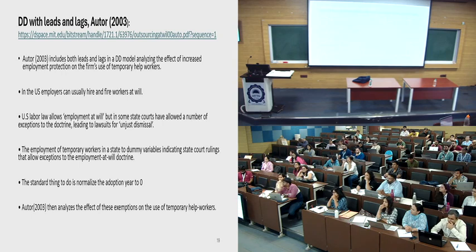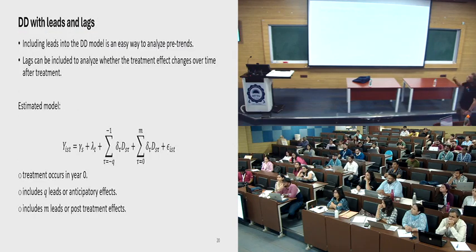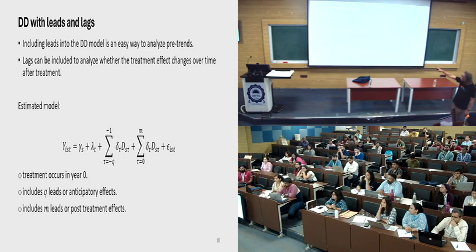The standard thing to do is normalize the adoption year to 0. And Autor, what he did, is basically start looking at -2, -1, 0, 1, 2, 3. And that's what my next slide would give you in terms of the models. Okay? You will see minus tau is equal to minus q to -1. Then tau starts running from 0 to m. Treatment occurs in year 0.